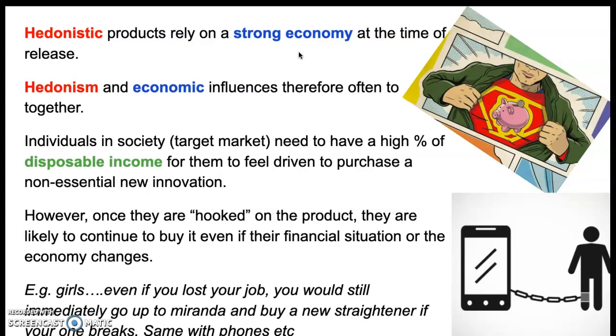But society won't make the jump if you don't have the money, and we saw that with the Dvorak keyboard in the 1930s. It was a better design, but no one bought it because it was during the Great Depression. No one had disposable income. They weren't going to buy the new product.